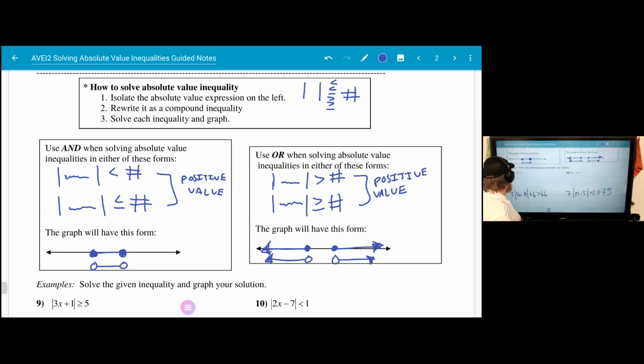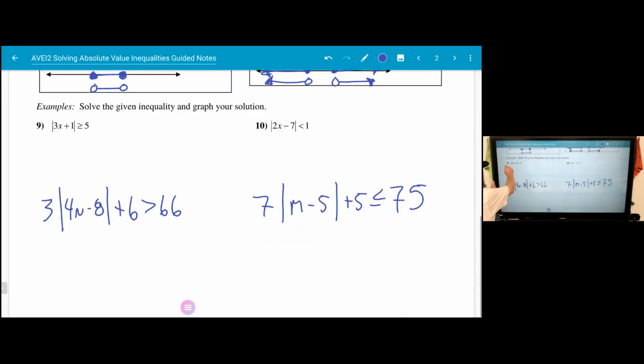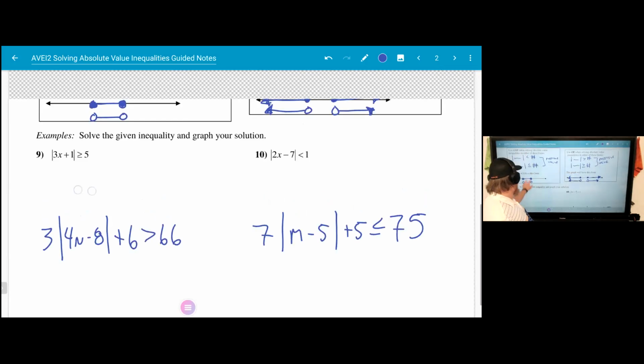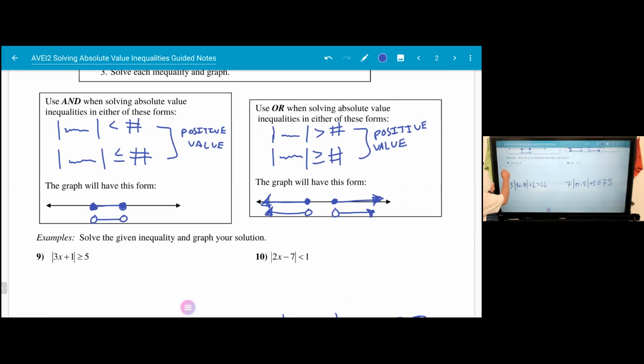I'm going to do number 9 and this other one over here, which we'll call 10A or 10B or something like that. So for 9, the number one thing we have to do is isolate the absolute value. Right now, this is kind of nice. We have the absolute value, an inequality, and a value, and it's a positive value. It's greater than or equal to, which is an "or," so I'm going to set it up like that.